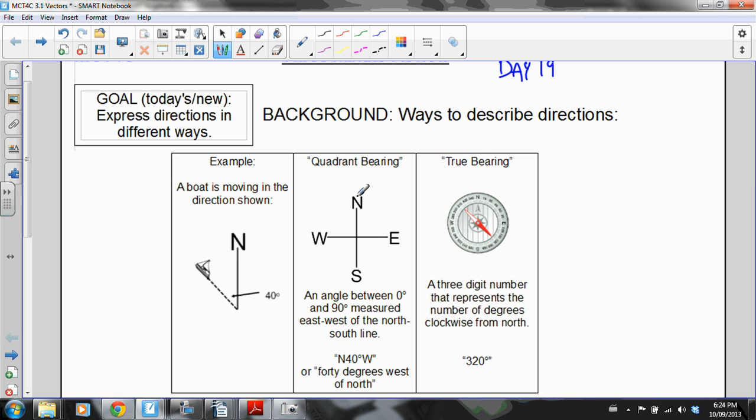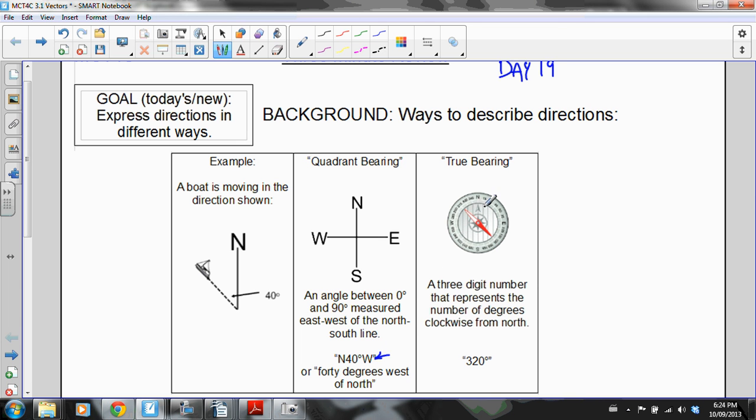The quadrant bearing is an angle between 0 and 90 degrees measured east-west of the north-south line, which sounds crazy, but you just go north or south first, and then the angle west or east. So in this case, the boat is going north first, but then 40 degrees west. North, 40 degrees west. Verbally, some teachers would say 40 degrees west of north. I'll never write that because it's too many letters. That's what I'll write right there.